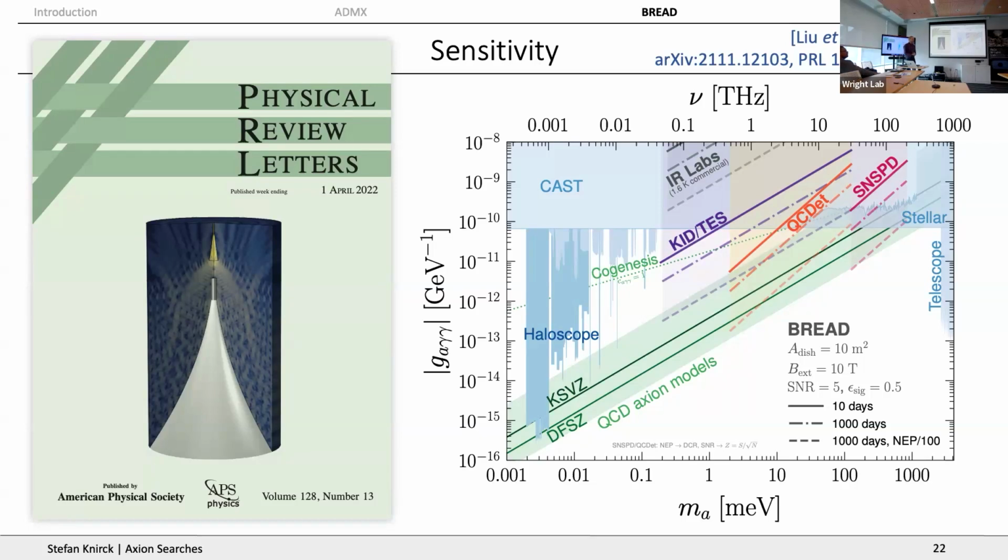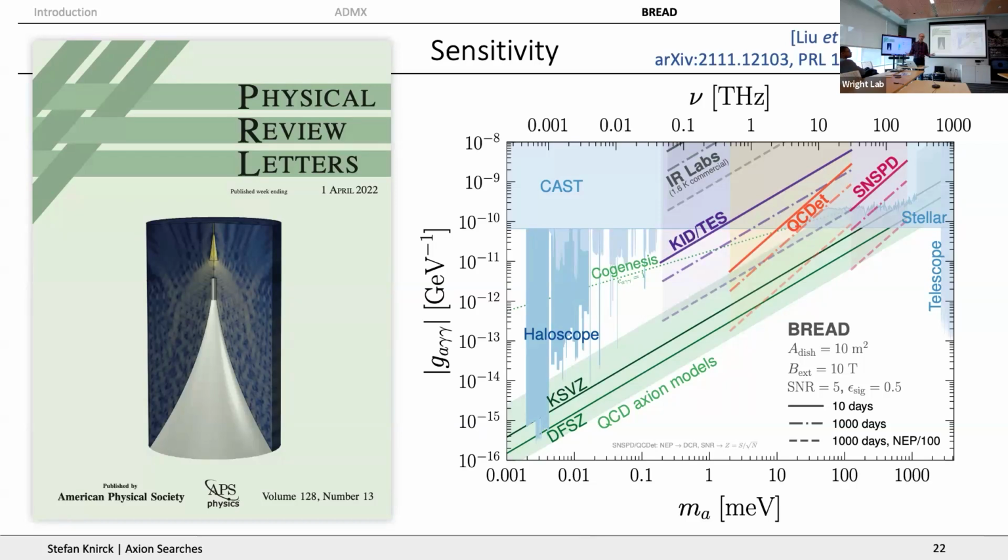So we did a bunch of sensitivity estimates for various sensors out there, kinetic inductance detectors, transition edge sensors, quantum capacitance detectors, SMSPDs. And you can see that with some optimism in R&D, and for a large-scale 10 square meter BREAD in a 10 Tesla magnetic field, you actually have the potential to eventually reach the QCD axion model band. So this is, of course, quite encouraging.